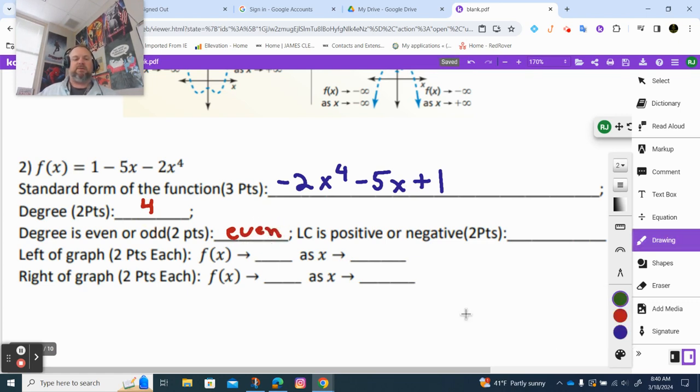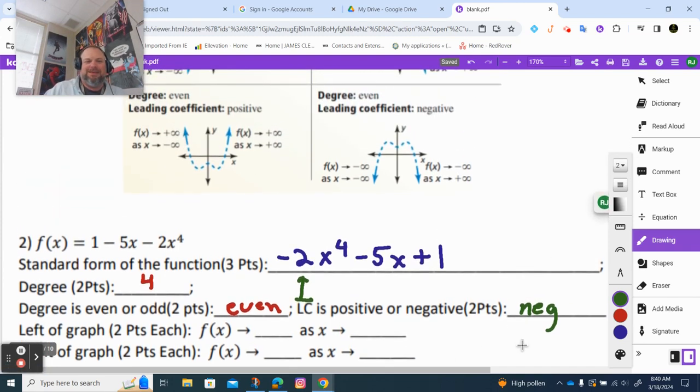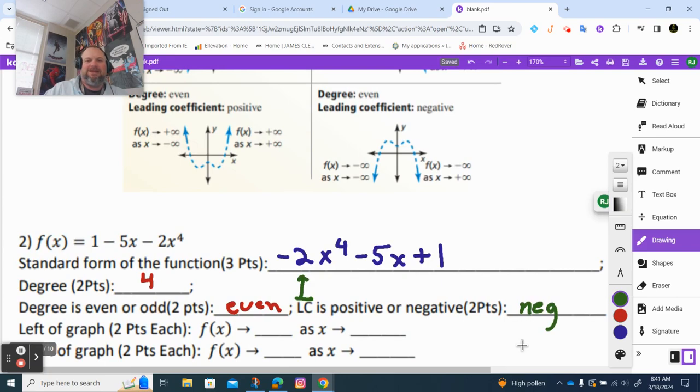My leading coefficient, look, it's almost like somebody planned this, two words, LC, to be right up underneath where we would be writing the leading coefficient. That is like crazy planning or coincidence or something. No. Negative. All right, so even and negative.